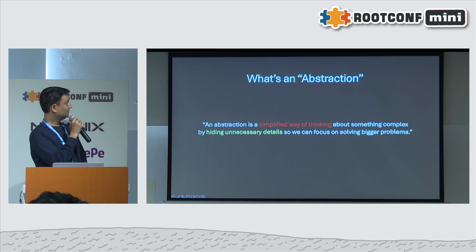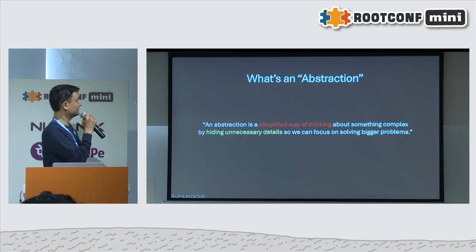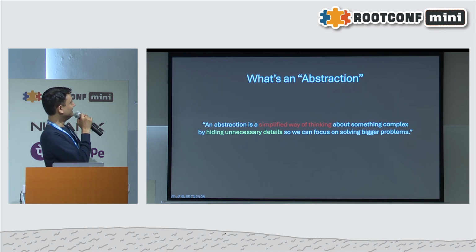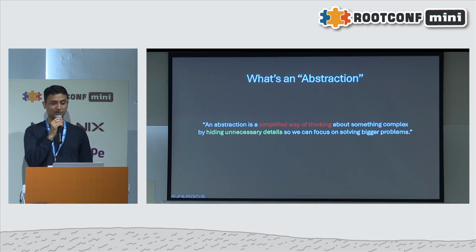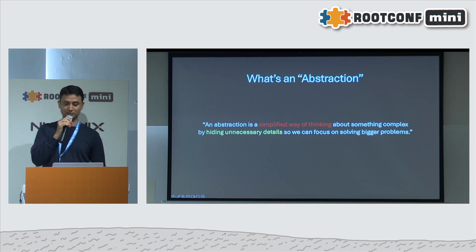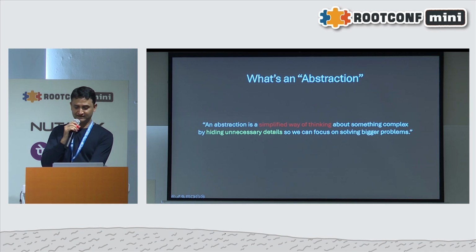But to discuss history, we should first discuss definition so that we are talking about the same thing. I'm going to define an abstraction as this: a simplified way of thinking about something complex by hiding unnecessary details so that we can focus on solving the bigger problems. As you can guess, there's a whole bunch of technologies that fit this definition: programming languages, frameworks, runtimes, even command line tools like Git. So let's unpack this definition.